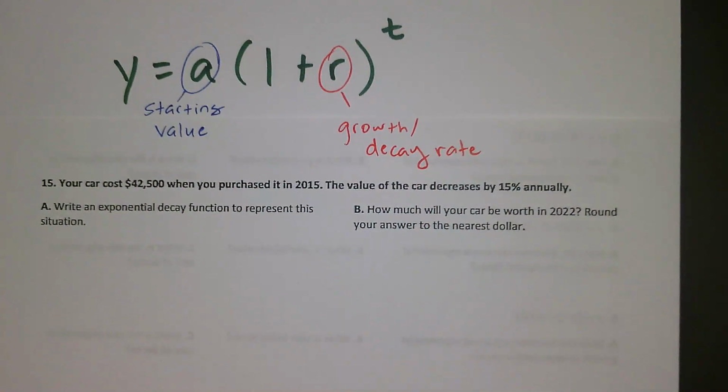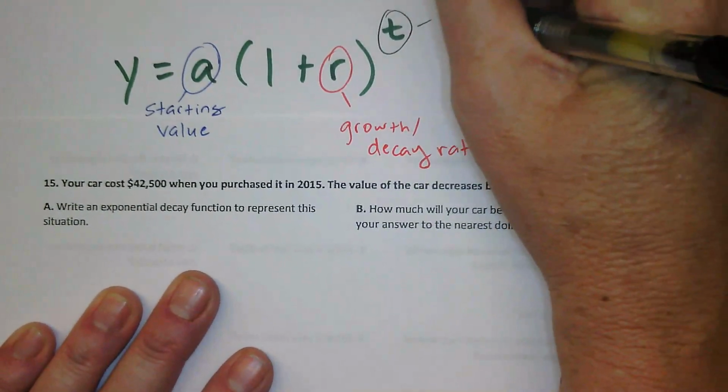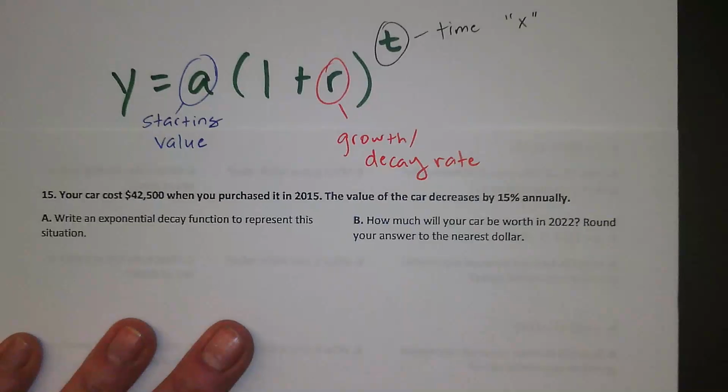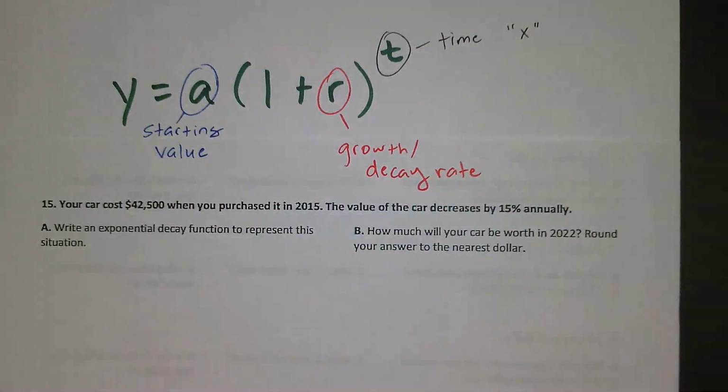And then let's see, what else do we have? We have t, which is time. It's really being our x, our independent variable. This is why this is an exponential function, because the variable is in the exponent.